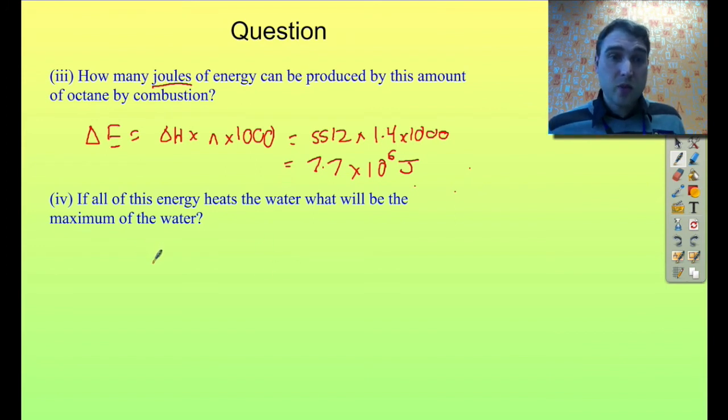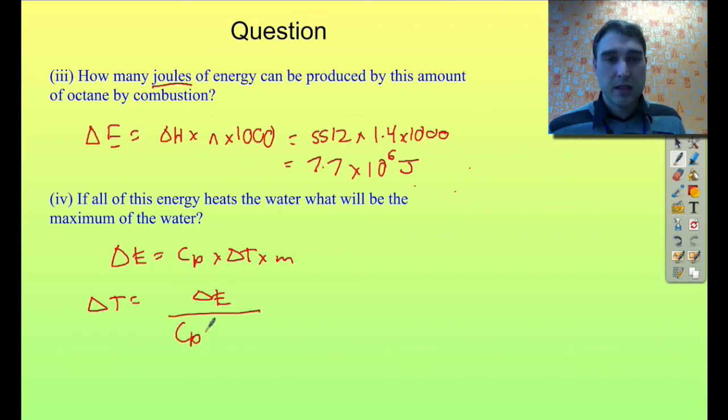Then it says, if all this energy heats the water, what will be the maximum temperature of the water? So now we need to worry about our delta T formula, a change in temperature. Because we're just using delta E, delta E equals Cp times delta T times the mass of water. So delta T is going to be equal to delta E divided by the specific heat times the mass of water. Our delta E is this number up here, 7.7 times 10 to the 6 joules of energy. Our specific heat of water is 4.18. And the last bit is the mass of water.